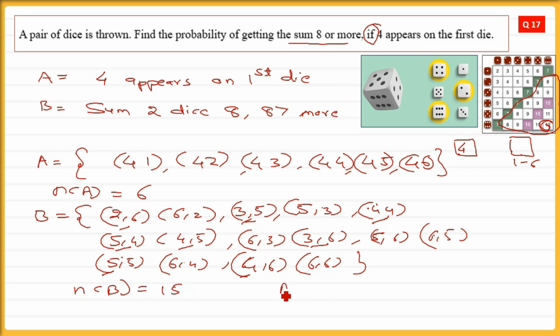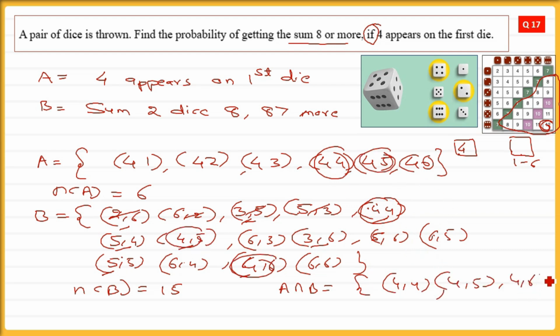Now we need intersection also. A intersection B is what? The common values between this set A and set B. So only you have to see in B what all starts with 4 because A is already fixed with 4 in the first die. So (4,4). Then (4,5), then (4,6). So number of elements in A intersection B is 3 now.